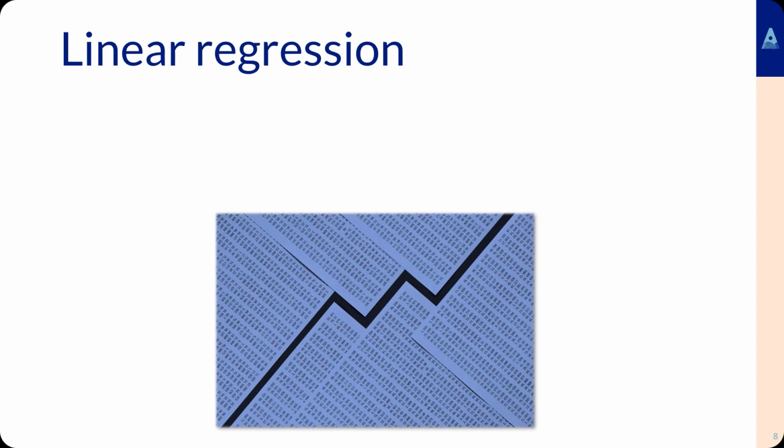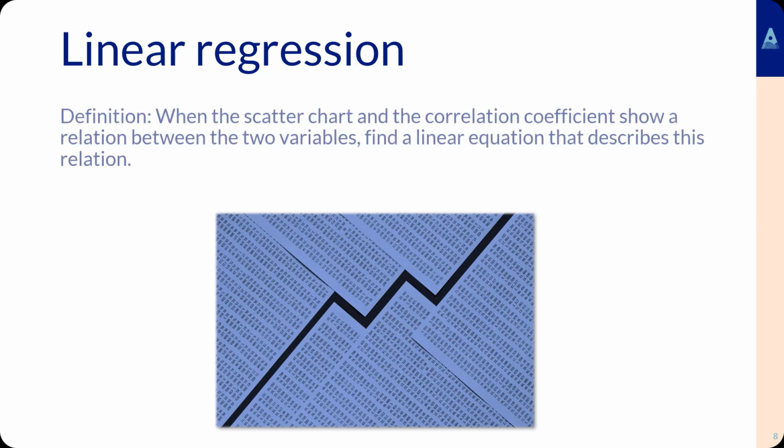The next step in bivariate analysis is linear regression. So we've already shown graphically, using correlation analysis, that there is some relationship between two variables, and now we can compute and define that relationship more precisely. So when the scatter chart and the correlation coefficient show a relationship between the two variables, try to find a linear equation that describes this relationship.